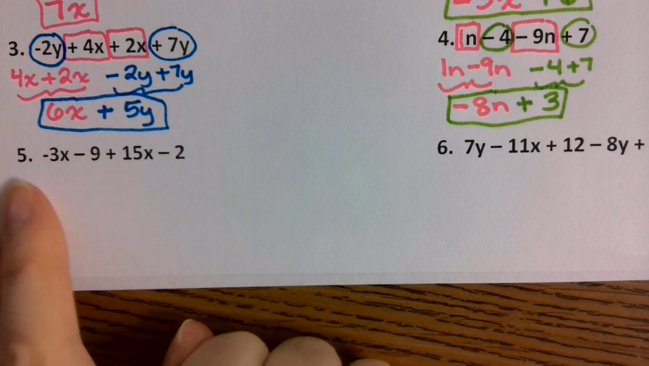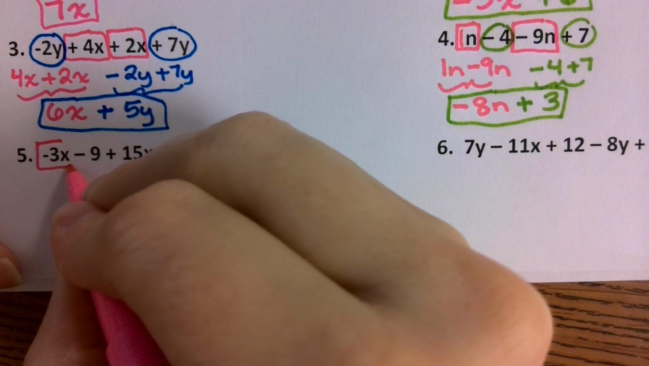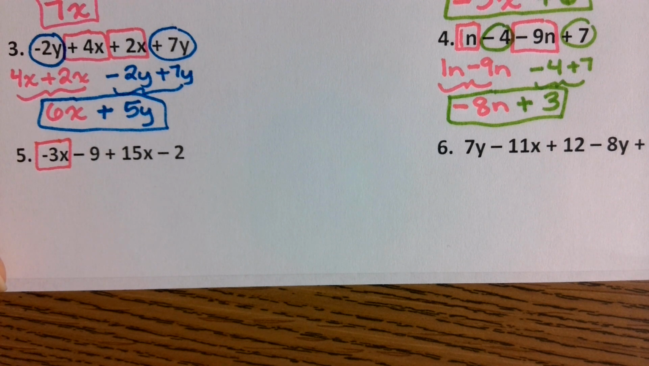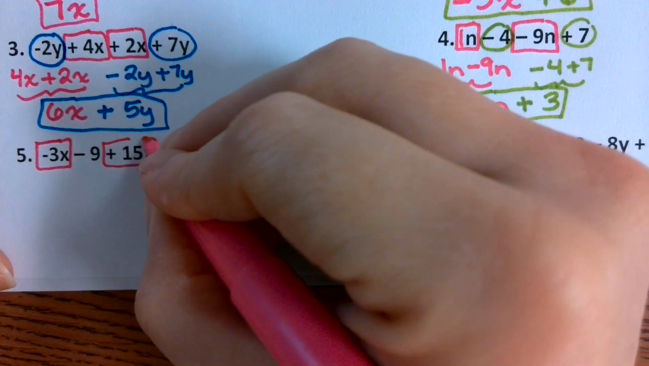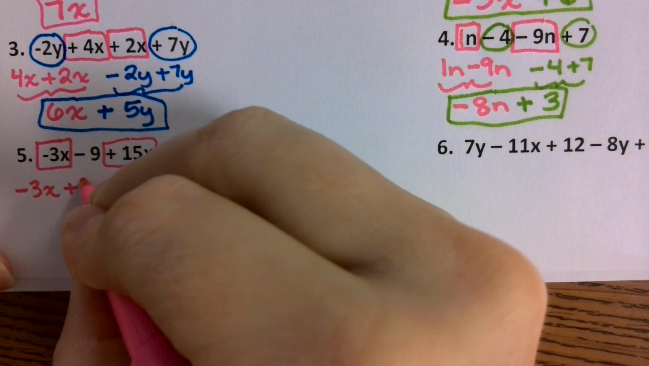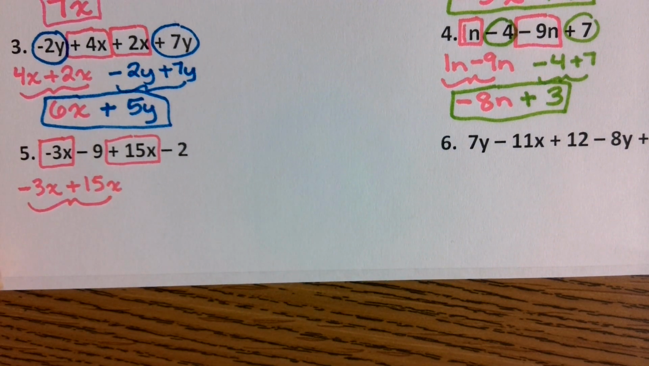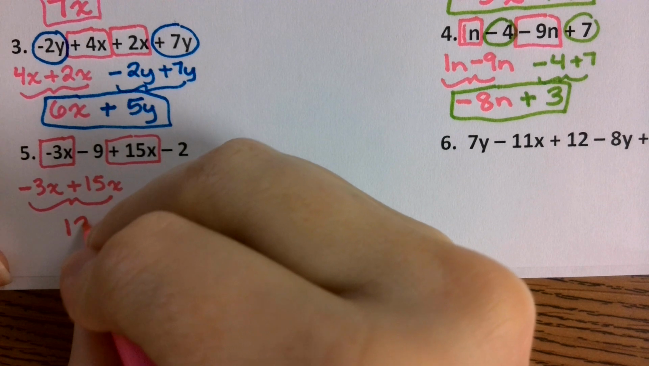All right, let's try this one. Let's start with our x. We have a negative 3x. Who can raise their hand and tell me what is the like term with negative 3x? It's always the same people raising their hands. Gavin, go ahead and tell me. Positive 15x. Okay, so we have negative 3x plus 15x. We're going to combine that together. Negative 3 plus 15 comes out to 12x.